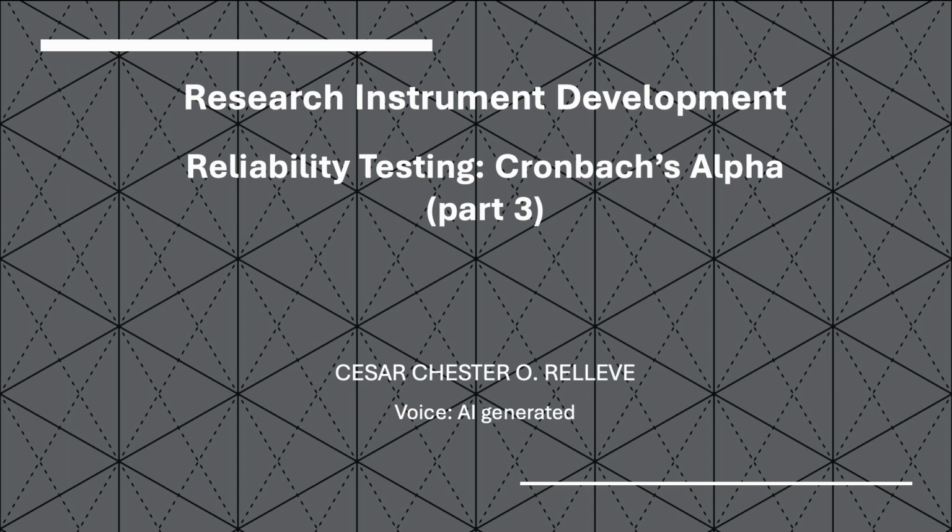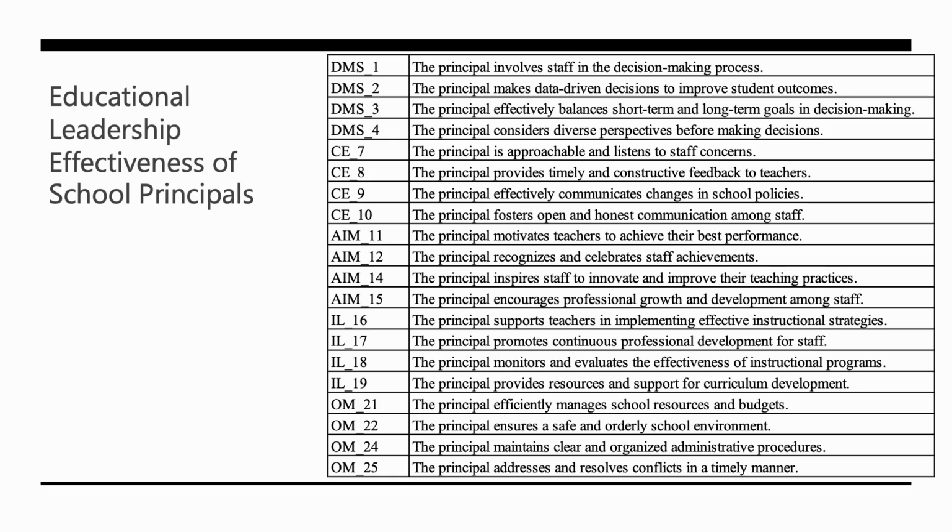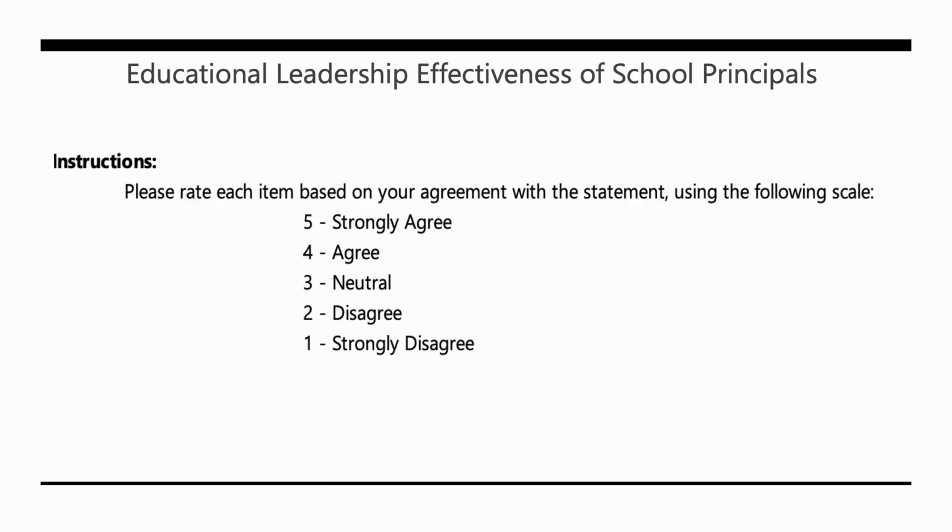your research. Let's begin. Assuming these are the questionnaire items that remained after content validity testing of educational leadership effectiveness of school principals, the next step we will do is reliability testing. Here is the scale that we will use for the research instrument. Each item should be rated based on level of agreement with the statement.